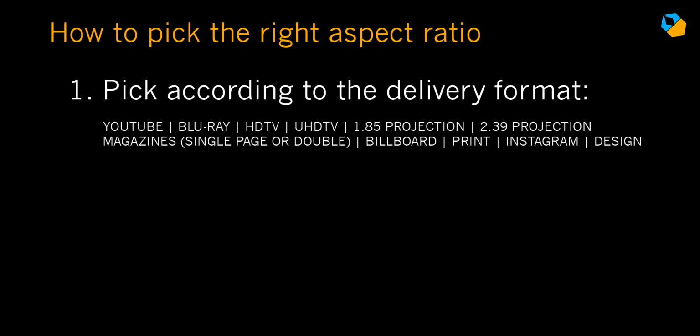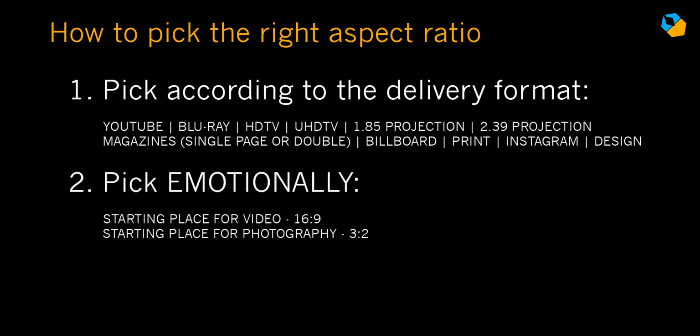But things are not that simple. You'll also have personal feelings about it. For cinema, do you pick 1.85 or 2.39? You'll have a personal preference. Similarly, for photography, even though 3 to 2 is the most common, you might prefer 4 by 3 or even the square format. So pick the camera that will allow you to shoot in the aspect ratio you like.